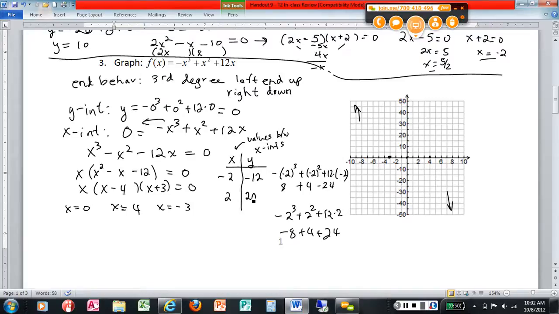All right. Okay, so negative 2, negative 12. That's going to be right about here. And then positive 2, positive 20. And that's right there. All right, and so with the ends and those points, I think we got it, don't we? So it comes in, the left end is up, so this comes here, and then we're coming down through that, up through that, hit that point, and then down. How's that? Look okay?